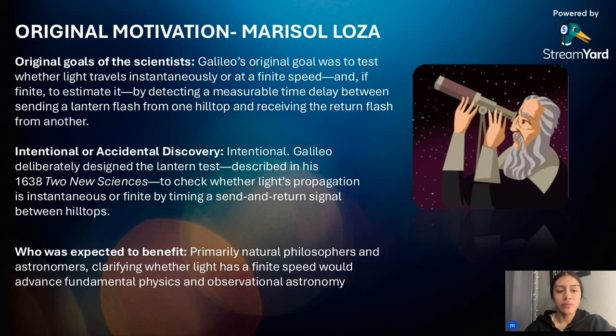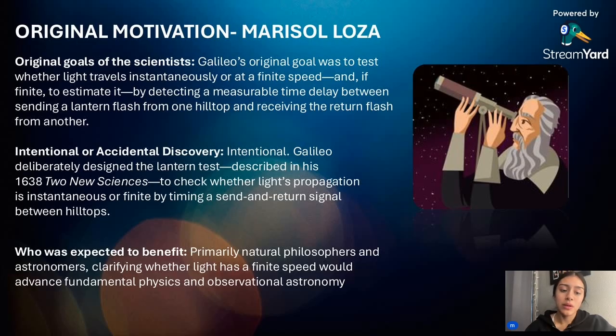Original motivation. Original goals of the sciences. Galileo's original goal was to test whether light travels instantaneously, at infinite speed, and if finite, to estimate it by measuring the time delay between sending a lantern flash from one hilltop and receiving the return flash from another. This was intentional. Galileo deliberately designed the lantern test described in his 1638 Two New Sciences to check whether light's propagation is instantaneous or infinite by timing a send and return signal between hilltops.